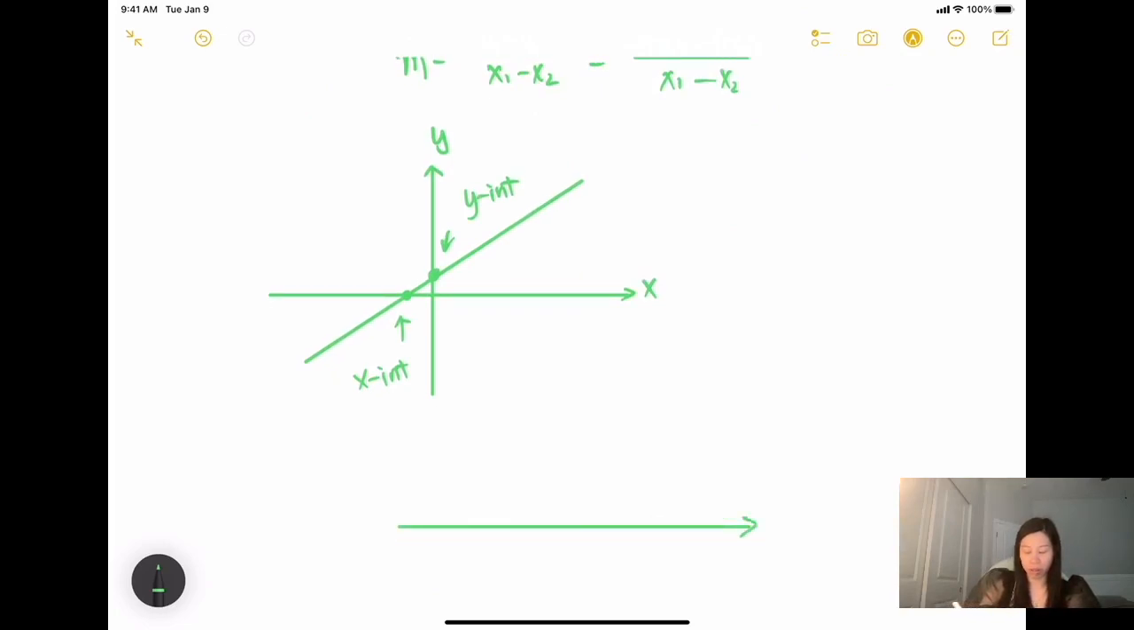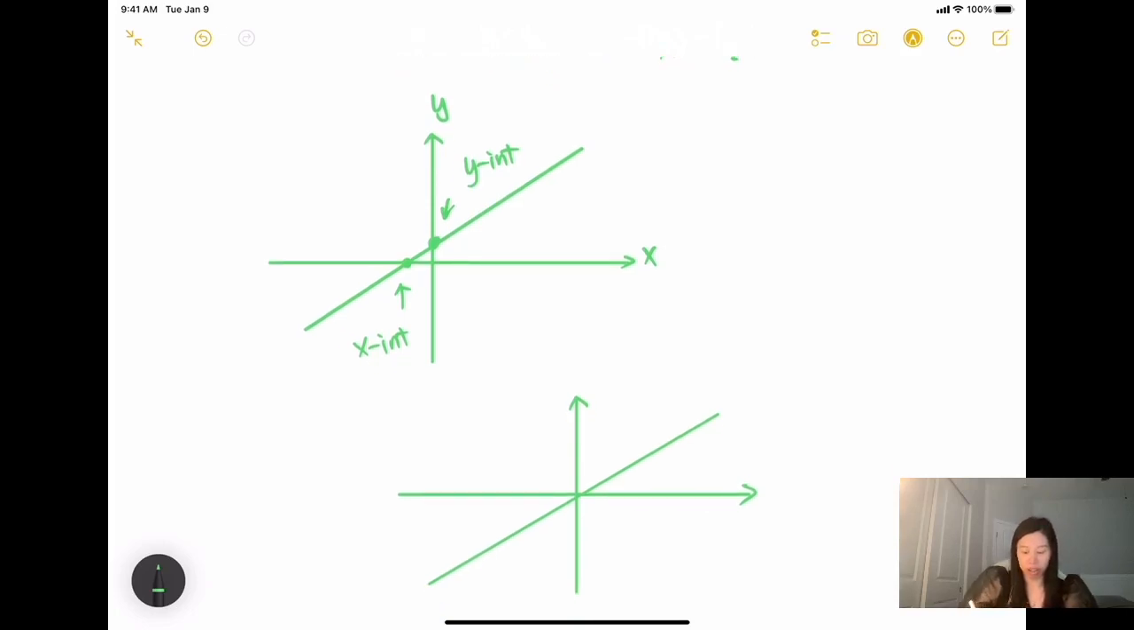So what does the graph look like if the y-intercept and x-intercept are the same? The graph is going to cross the origin. So here is the origin, and this is our x-intercept and also our y-intercept.